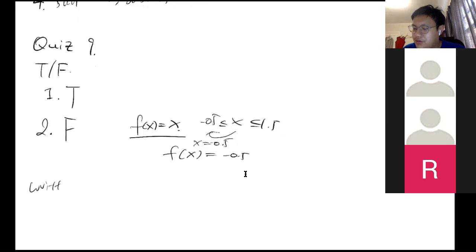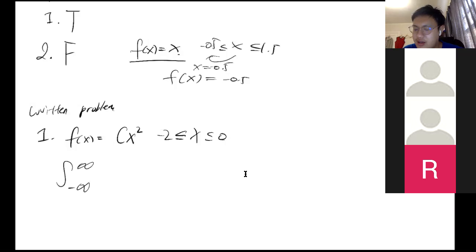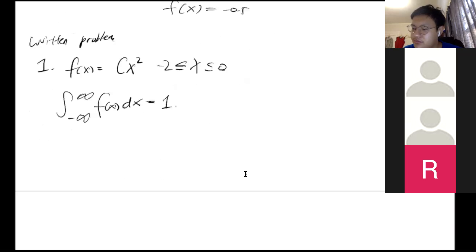And written problem 1. The question is that f(x) is c x squared, where c is a constant and x is in the range of negative 2 to 0. If f is a valid PDF, we need to find the value of c. So remember, how do we check if f is a valid PDF? We take the integral from negative infinity to infinity of f(x) dx, and we want this to be 1.